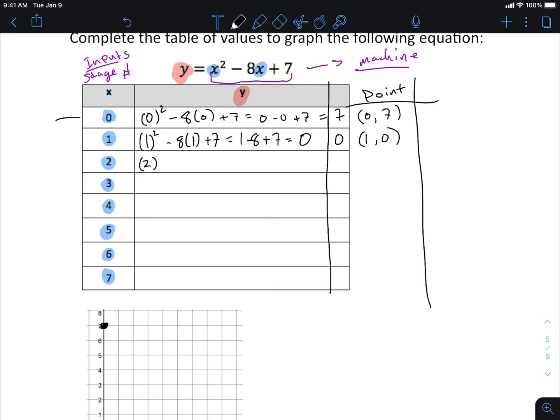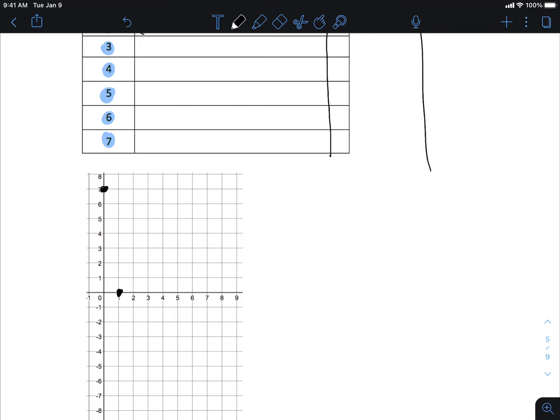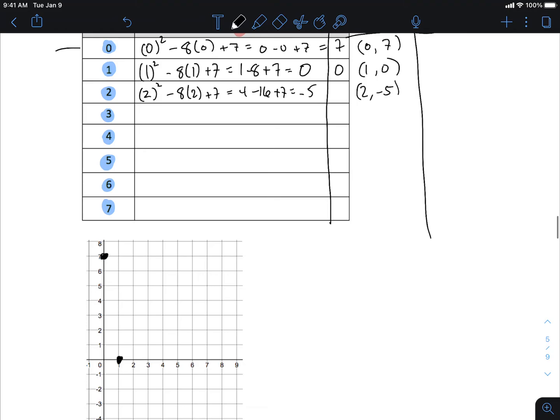2 squared minus 8 times 2 plus 7 is equal to 4. Right? 2 squared is 4 minus 16 plus 7. That has to equal 4 minus 16 is going to be negative 12 plus 7 should be negative 5. So you get 2 and negative 5. Okay, this is starting to look interesting. Okay, let's do the next one.